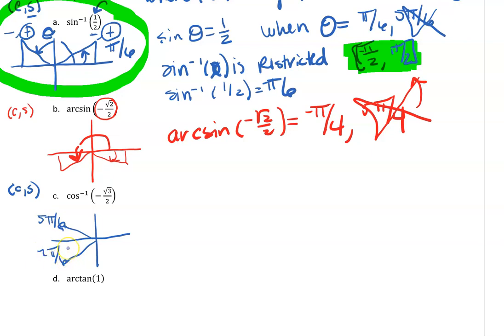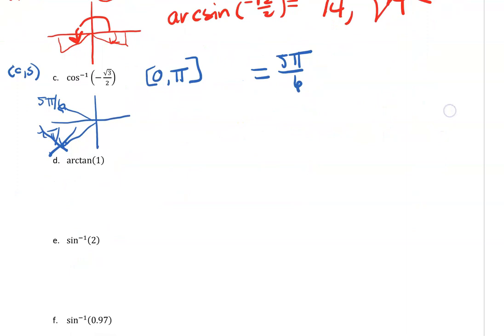But remember, your arc cosine is restricted between 0 and pi. So this would not be the solution. So this would be equal to 5 pi over 6. Do you see how you kind of got to work it backwards and think about what do you know and how could you get there? Let's move on to arc tangents.